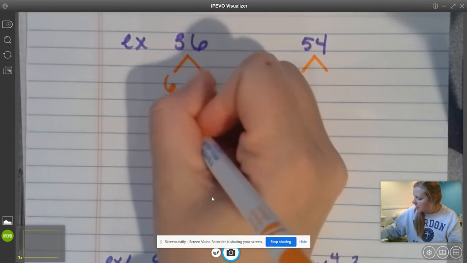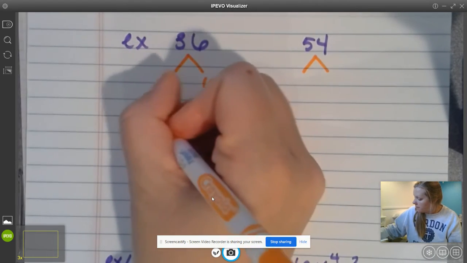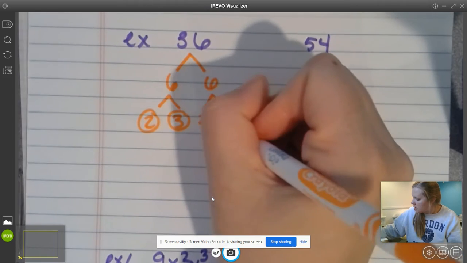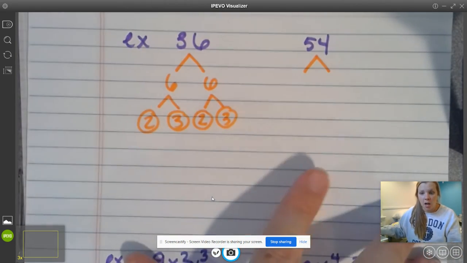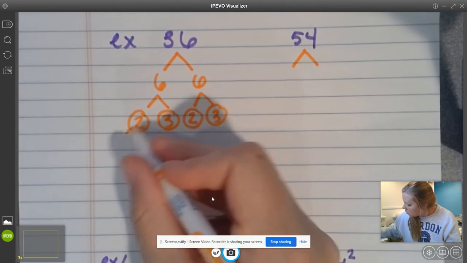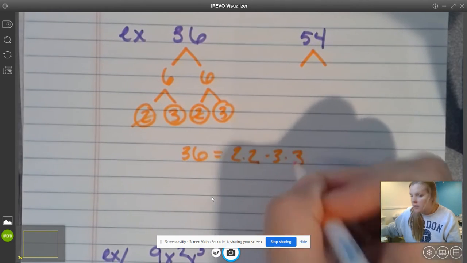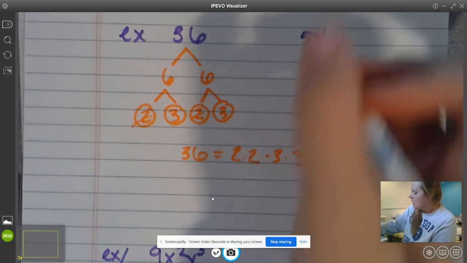And then I can break 6 down. They're both not prime, to 2 and 3. And 2 and 3 are both prime numbers. And this 6 breaks down into 2 and 3. There are no more branches that are composite numbers, so then I can write it out. 36 is 2 2s and 2 3s.